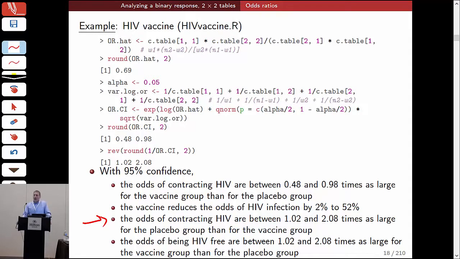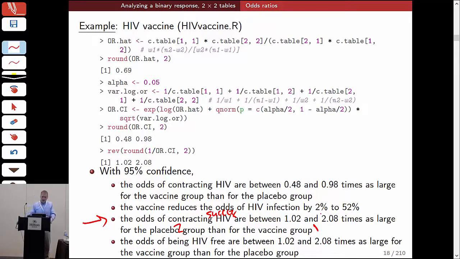So, again, there are other interpretations. If we think of coming down with HIV as a success, the odds of contracting HIV are between 1.02 and 2.08 times as large for the placebo group, which would be group 2, than for the vaccine group, group 1. So all I did was invert. I took 1 over 0.98 and I got 1.02. 1 over 0.48, I got 2.08.